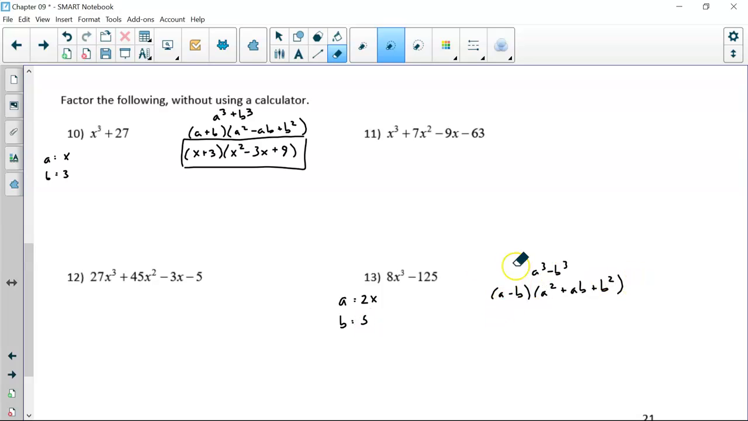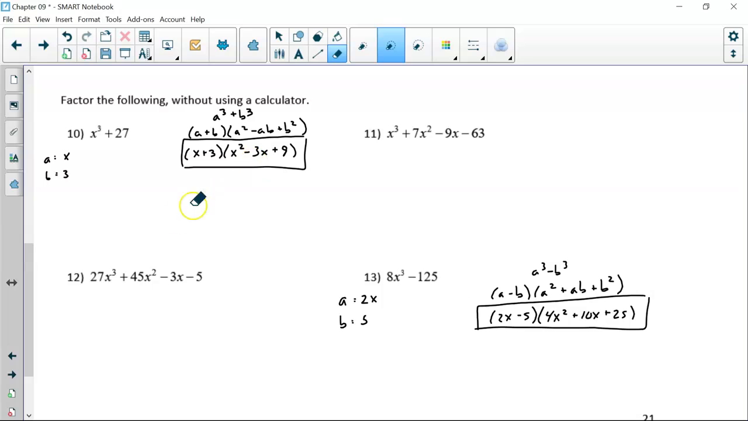Don't worry about the signs. You use the signs here. So it's going to be a minus b, 2x minus 5. Now, when you square the 2x, you square the 2, which is 4, and then square the x, x squared. Plus ab, so plus 5 times 2x, so plus 10x, plus b squared. 5 squared is 25. And that is our answer through factoring. Those are a cubed plus b cubed and a cubed minus b cubed.